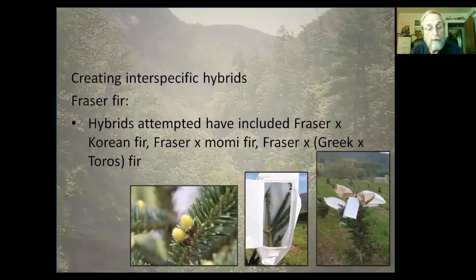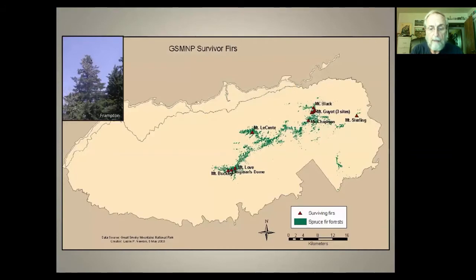And we're not doing it. John Frampton's Christmas tree genetics program is doing it. They're looking at hybrids. As I mentioned, he wants to find trees that have resistance to both the adelgid and Phytophthora root rot. One of the things that John did was he went into the Great Smoky Mountain National Park. I mentioned that 75% of all the native Fraser fir are in this park, and there were survivor trees in this park.